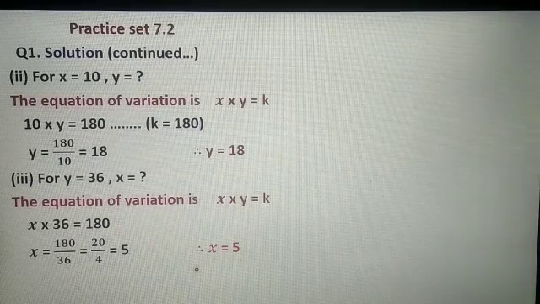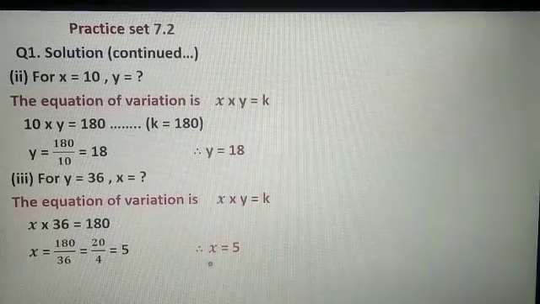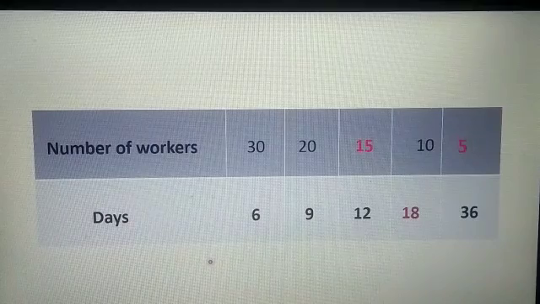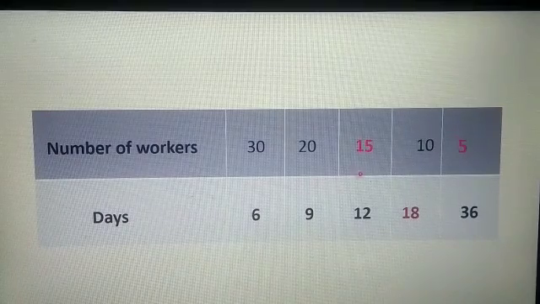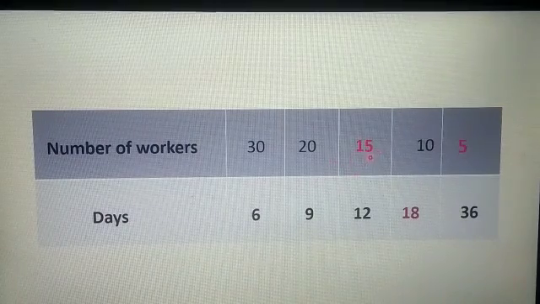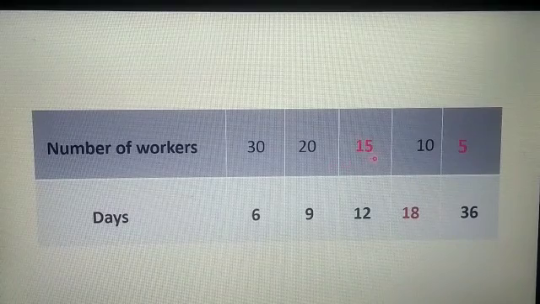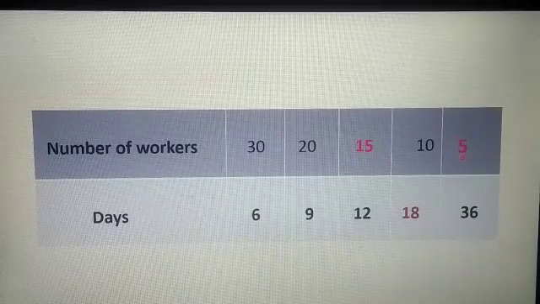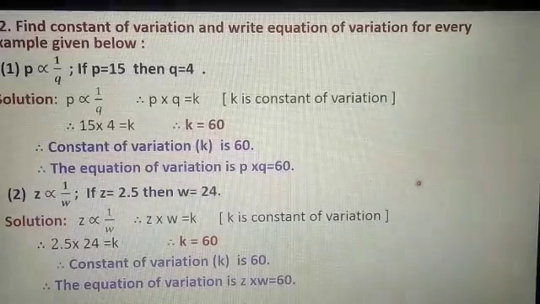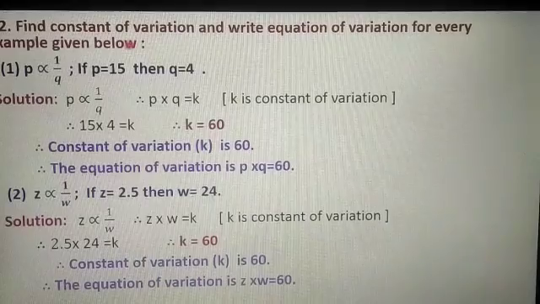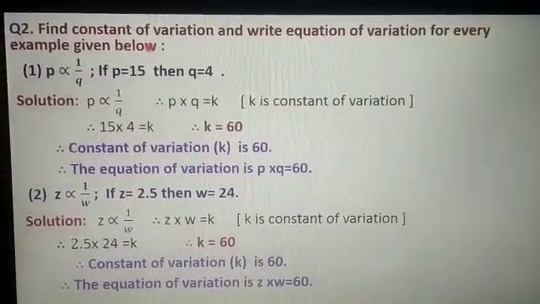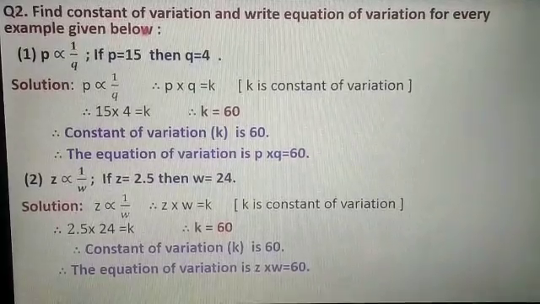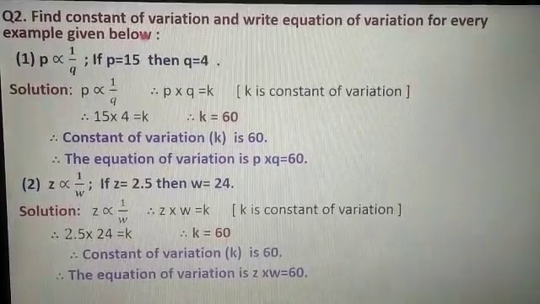Have you understood, children? So let us start question 2 of this practice set. Before that, we have filled the values where the blanks were given in the first question. So here the value of x is 15, here the value of y is 18 and here the value of x is 5. Now come towards the next question, number 2. So what is question number 2? Question number 2: find the constant of variation and write the equation of variation for the examples given below.